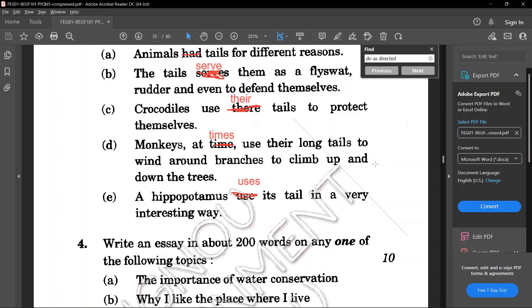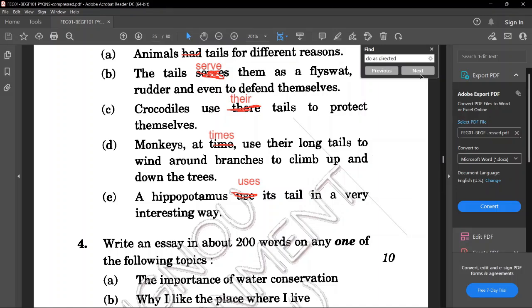A hippopotamus use its tail in a very interesting way. Again, as I told you, when singular, it will be uses, and when it's plural, it will be use. So a hippopotamus uses. Sorry, I'm extremely sorry. A hippopotamus uses is the right word. If it was hippopotamuses, that is plural, then it will be use. But since it's singular, it will be uses.